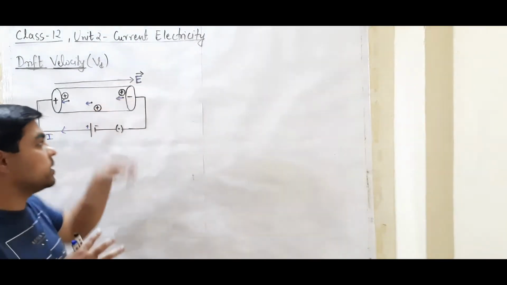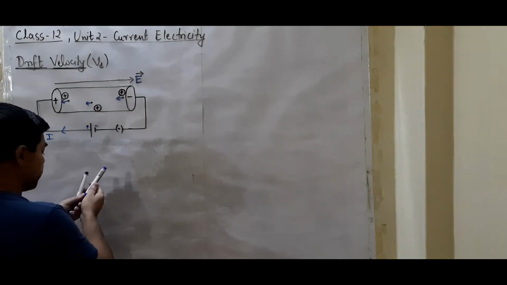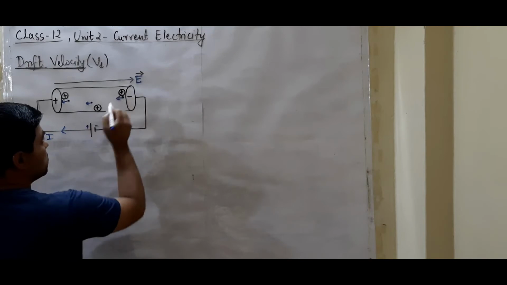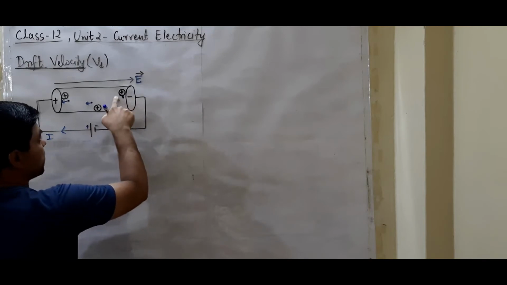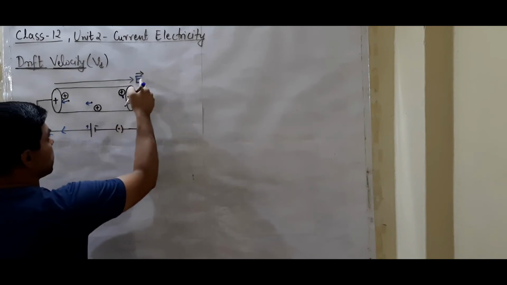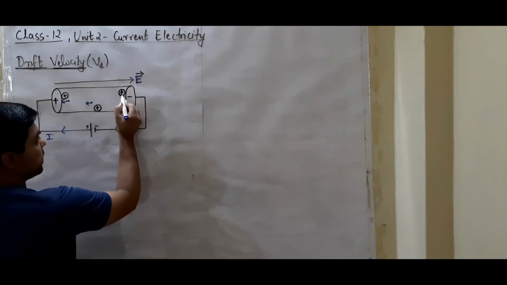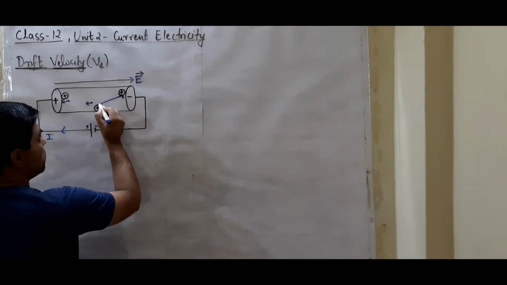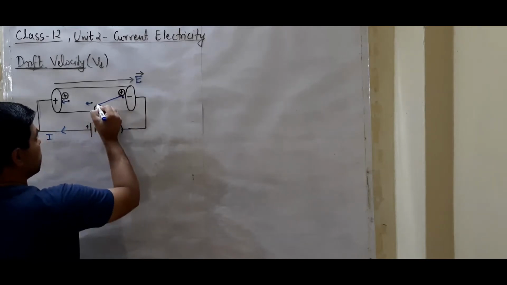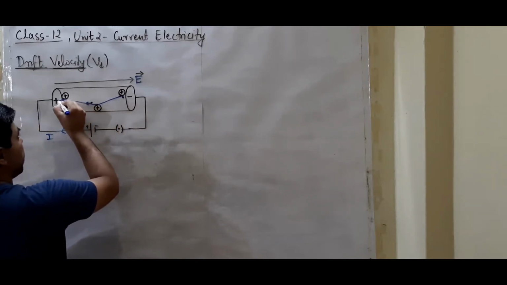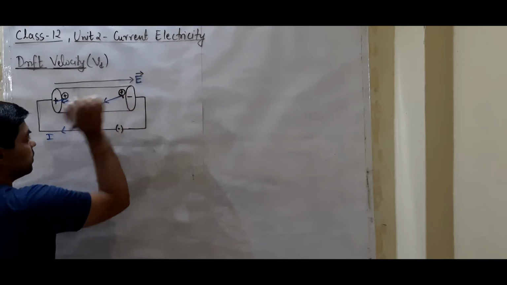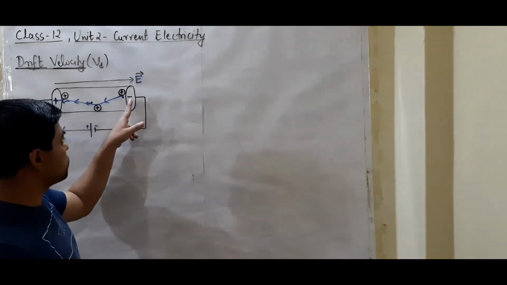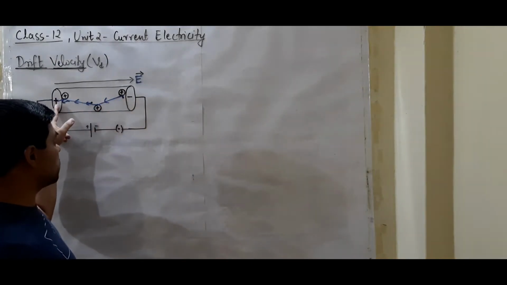Due to that, what happens when it starts moving? It suddenly collides with this positive ion. Due to the collision, the electron's speed becomes 0. After that, again under the effect of the electric field, it starts moving, increases its speed from 0 to maximum, and again gets collided. Then again it moves, again collides, and in this way, with a number of collisions with the positive ions, this electron moves from the negative end to the positive end of the conductor.